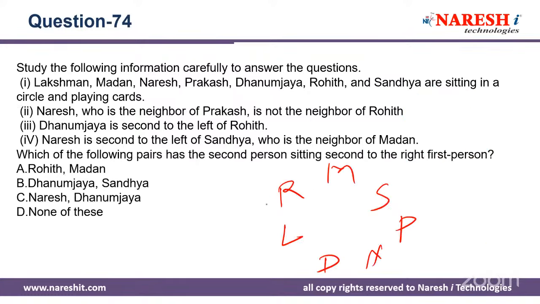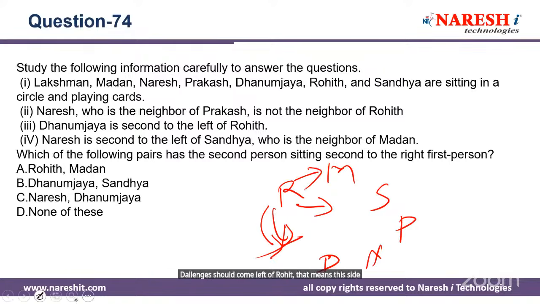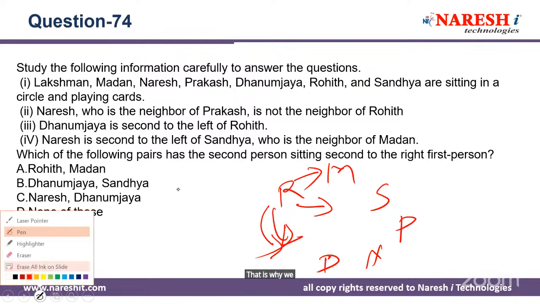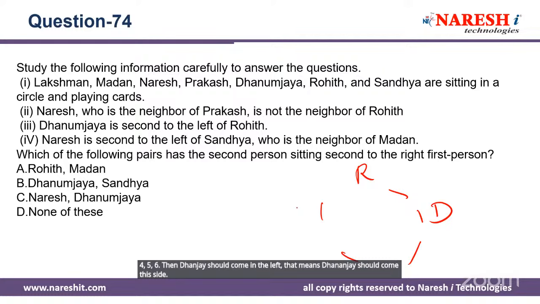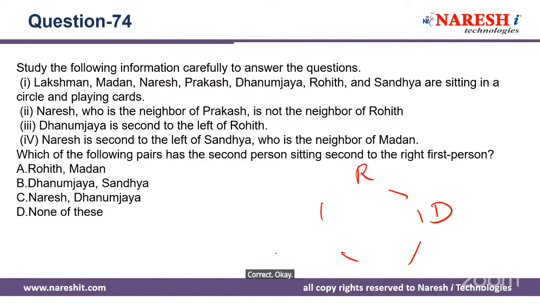Yeah, there is a mistake here. The mistake is that if this is the center, Dhananjay should come left of Rohit. That means this side, not this side. That is why we are not getting the answer. If Rohit comes here, one, two, three, four, five, six, then Dhananjay should come on the left. That means Dhananjay should come this side. Correct. That's what I missed out here.